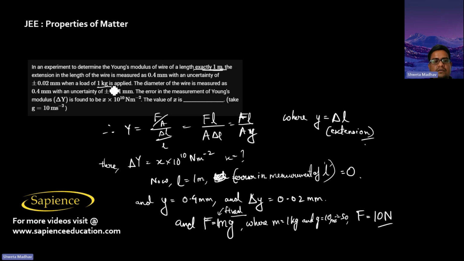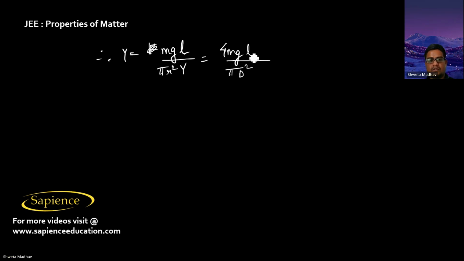Since the exact value of the load and the exact value of g have been given, now the diameter: the area of cross section, I can write πr², or πd² by 4. Therefore, Young's modulus, I can write FL by AΔL, which is mgL by A, which is πr² into y. This would be mgL by πd² by 4 into y.